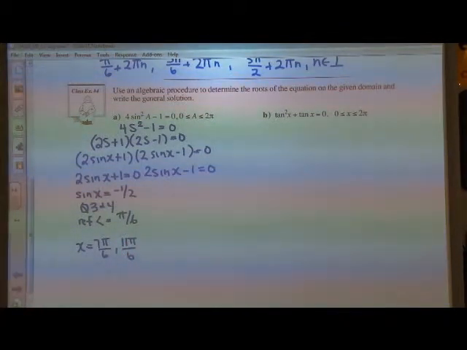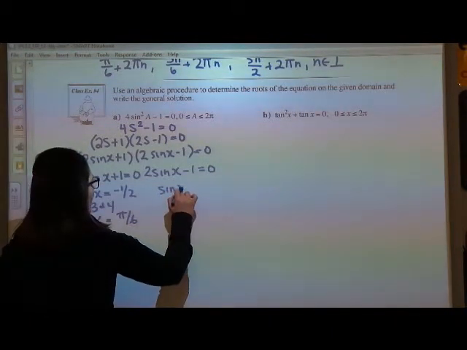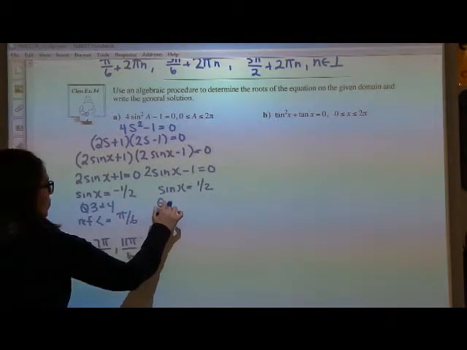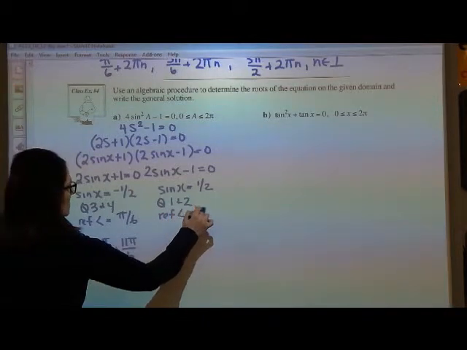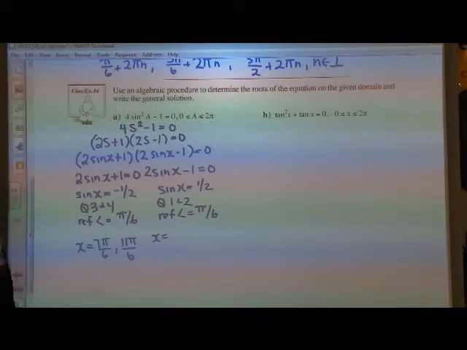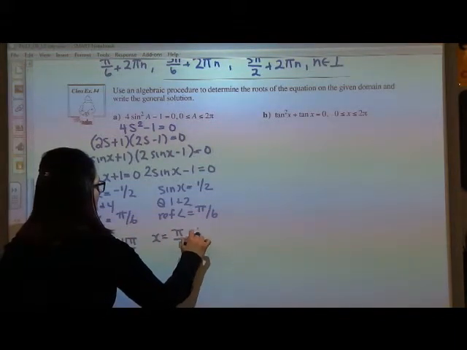Then when we look at the next one, we've got sine x would equal positive 1/2, which now puts us in quadrants 1 and 2. Same reference angle. So in quadrant 1, what would x equal? Pi over 6. And in quadrant 2? 5 pi over 6.